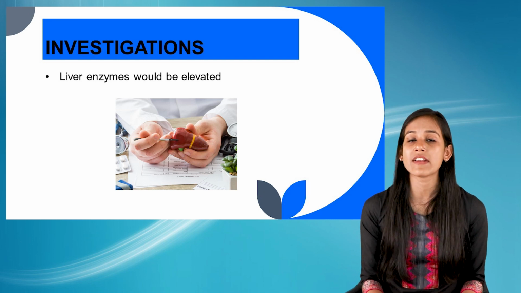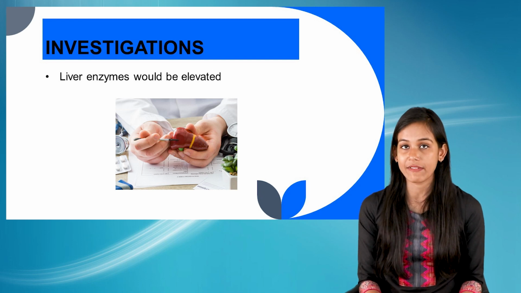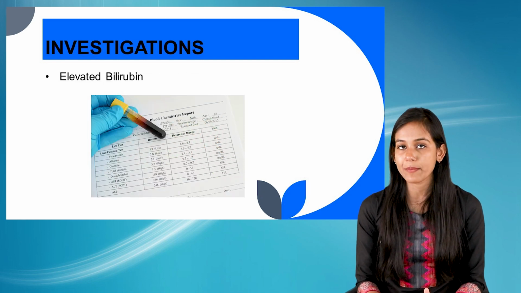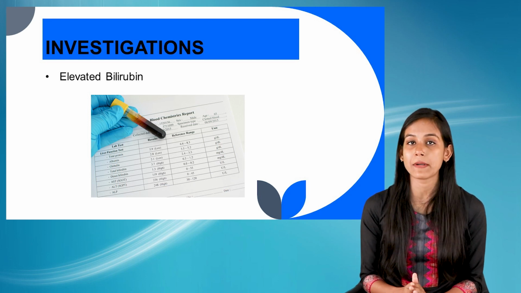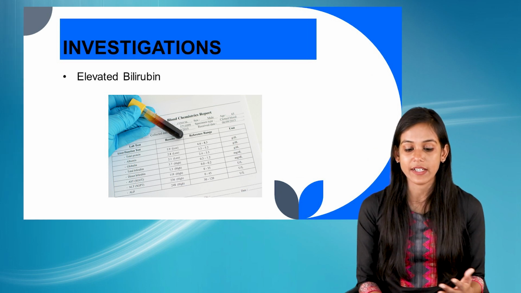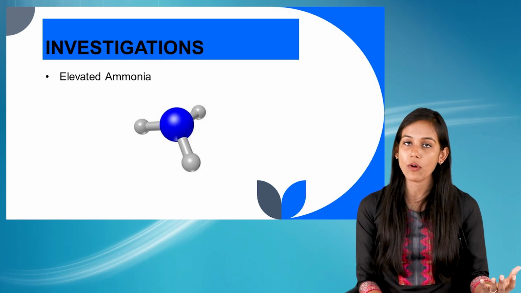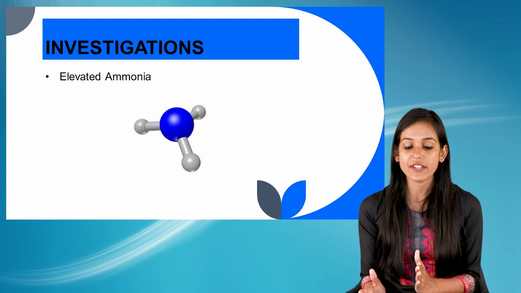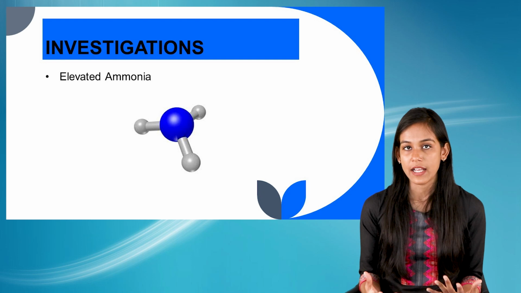We know the normal levels, but in hepatitis we can see that these liver enzymes would be elevated. Also, the bilirubin level would be elevated. The normal bilirubin level is less than 1 mg per dl. Talking about ammonia, the normal level is 15 to 45 mcg per dl, and this would be elevated in hepatitis.